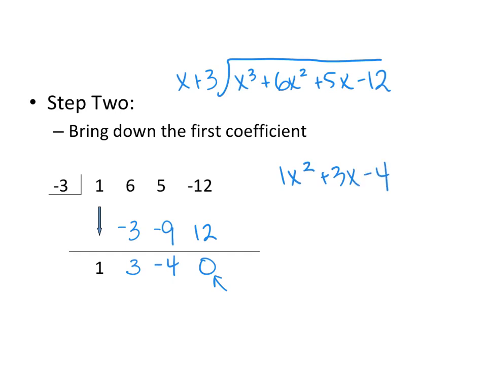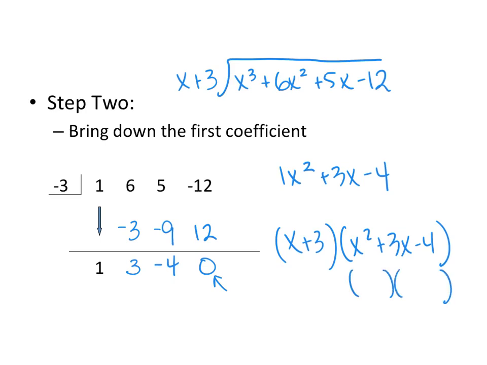And since there's no remainder, what that means is that x plus 3 is a linear factor of this cubic. So I have actually now factored this cubic to be x plus 3 times the quadratic factor x squared plus 3x minus 4. And where we're headed with all of this, very exciting, is that I could then further factor this into its two linear factors, which would be x plus 4 and x minus 1. And now I have the three linear factors for this cubic.